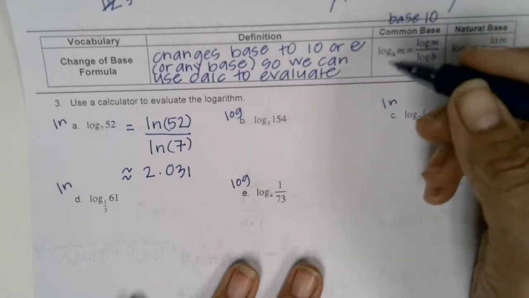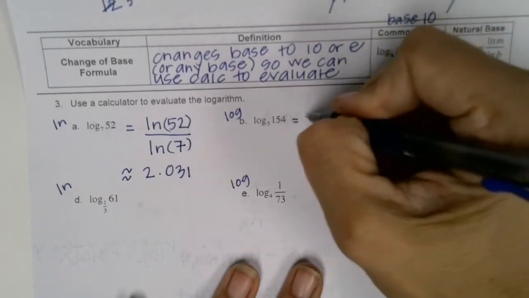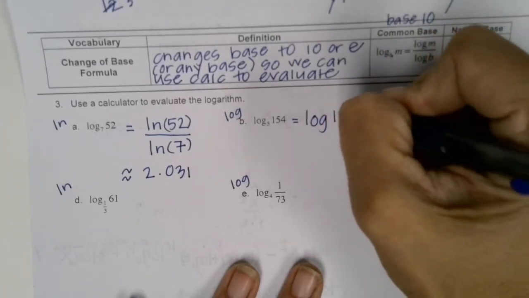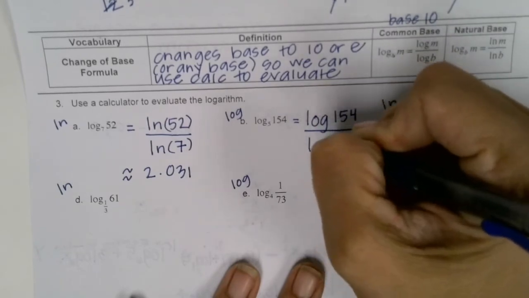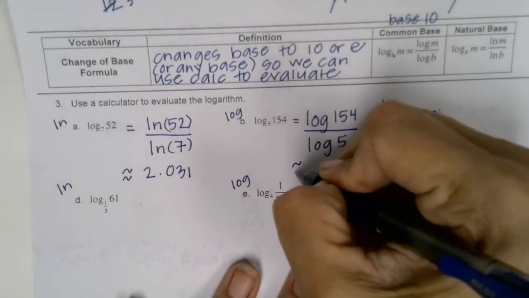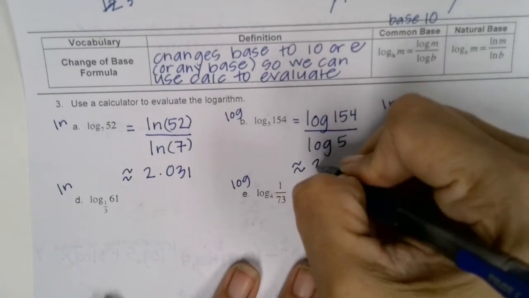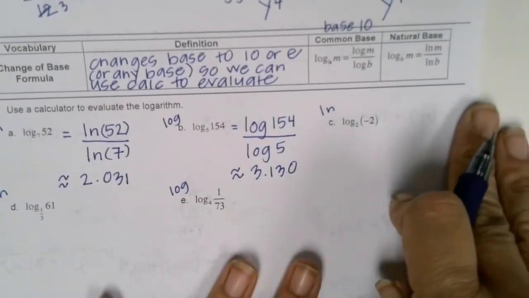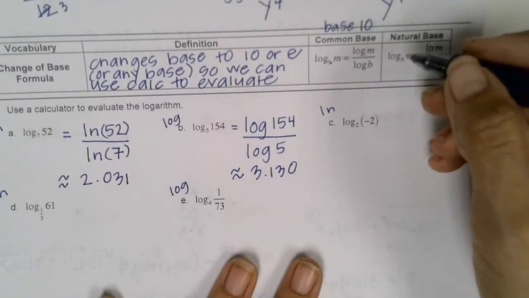Okay, the next one, log base 5 of 154. Base 5 is not in your calculator, so in order to punch it into your calculator, use log of the argument over log of the base, and then you punch it into your calculator and you get 3.130.